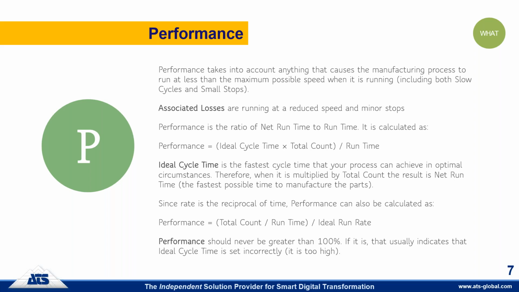So basically it's how optimally your piece of equipment is running against how it can run. Ideal cycle time is the fastest cycle time that your process can achieve in optimal circumstances. When it's multiplied by the total count, the result is net runtime, so the fastest possible time. Using the ideal run rate, the reciprocal of the ideal cycle time, performance can also be calculated as total count divided by runtime, all over the ideal run rate. This ideal cycle time may vary for different parts that are going through your system.